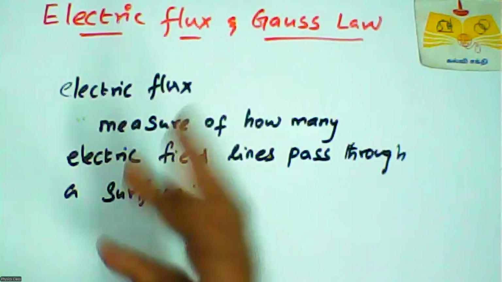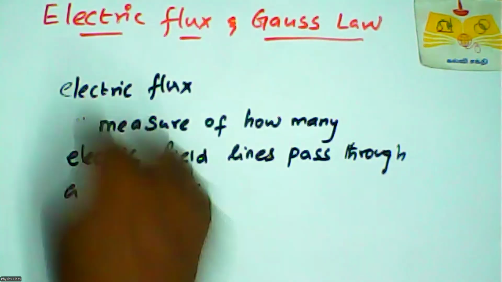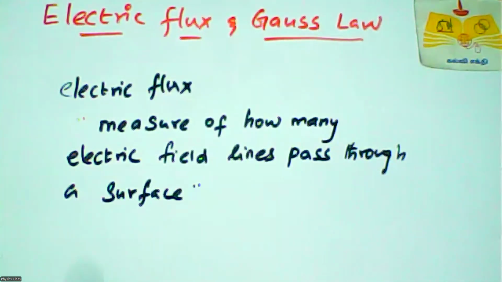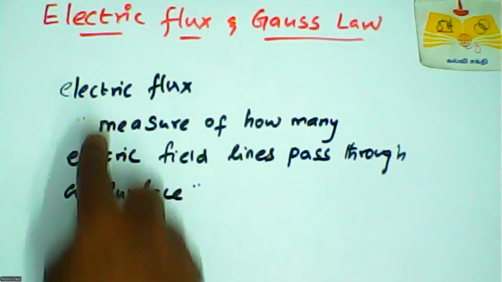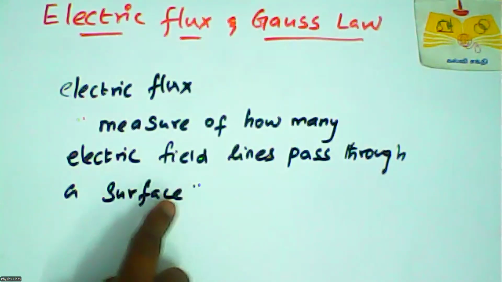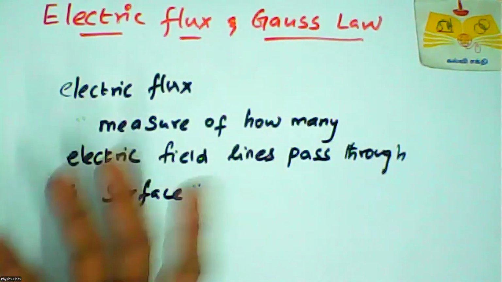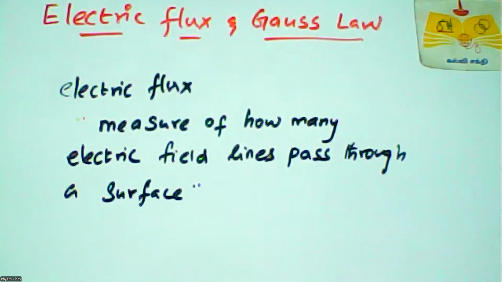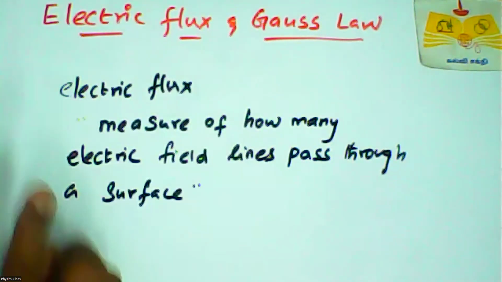Because electric field lines radiate from that positive charge and pass through this surface. Then you can measure how many electric field lines pass through this surface, and you will get the electric flux. It is nothing but like a catching method. Okay, so there is a formula for electric flux.